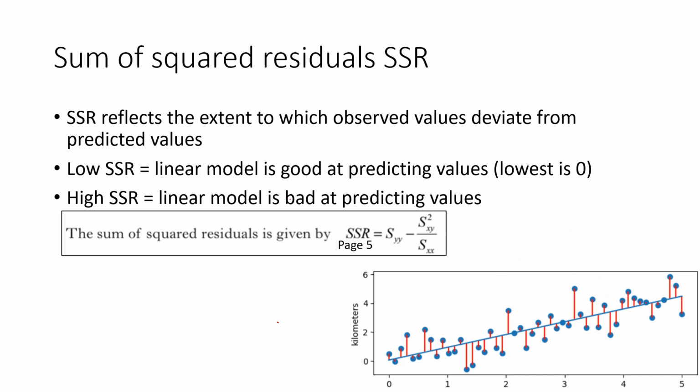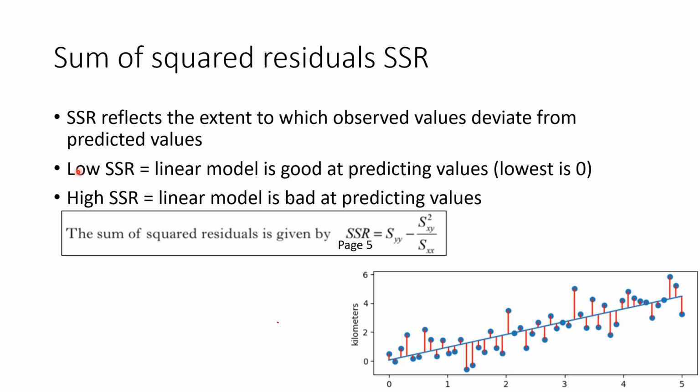Next, we look at the sum of square residuals, or SSR for short. SSR reflects the extent to which observed values deviate from the predicted values. For example, this means that if the deviation is low, you have a good linear model. You have a good line of best fit, and it accurately or close to accurately predicts values. Whereas if you have a large deviation, it would be the opposite. You would have a large deviation like this one here or this one here, but all throughout the line.